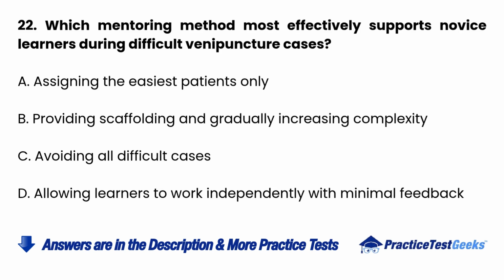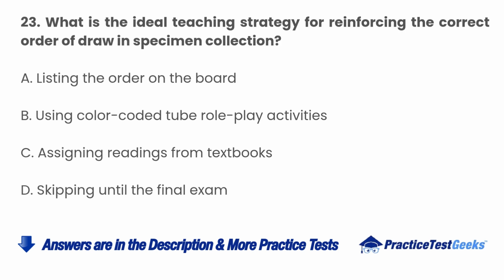22. Which mentoring method most effectively supports novice learners during difficult venipuncture cases? A. Assigning the easiest patients only. B. Providing scaffolding and gradually increasing complexity. C. Avoiding all difficult cases. D. Allowing learners to work independently with minimal feedback.